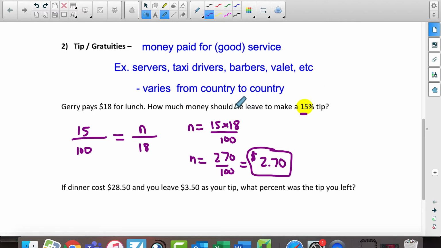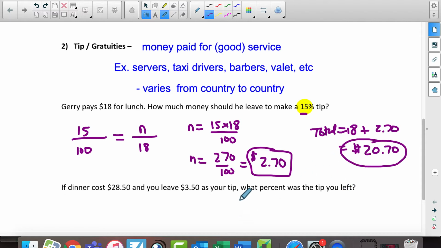If my question means how much total should I leave, well, I better pay for my lunch. I better pay for the $18 lunch, plus I better pay for the $2.70 tip, so I end up paying $20.70. I'm not sure what the question was actually asking here, so I'll write both of them down. Got to be safe, right?